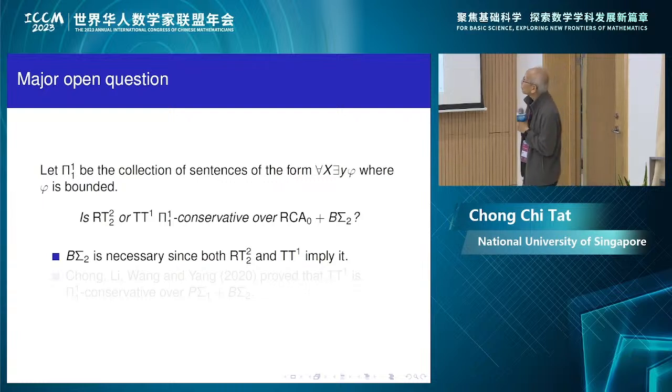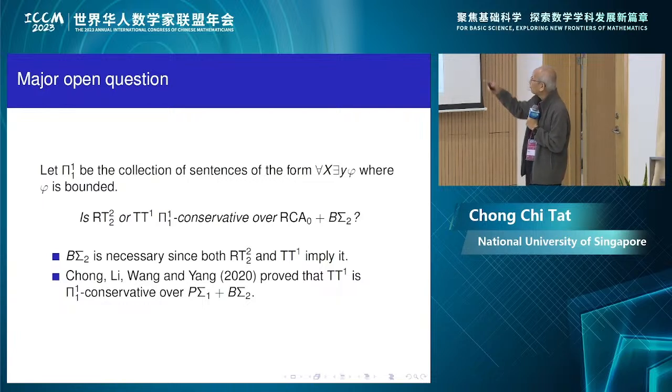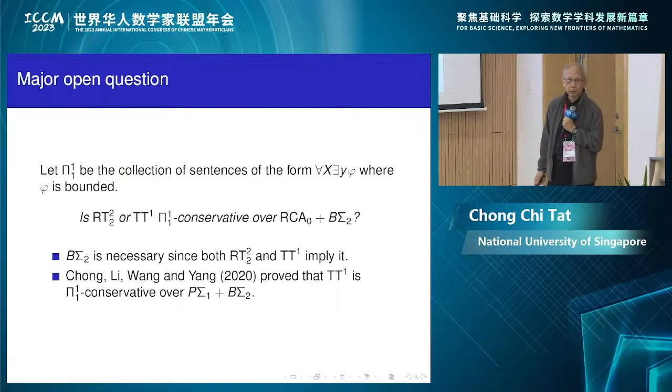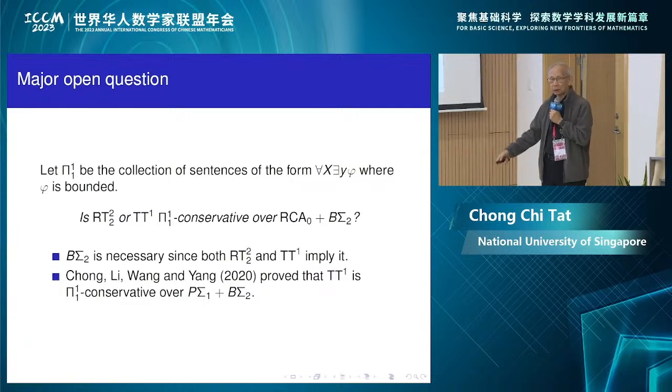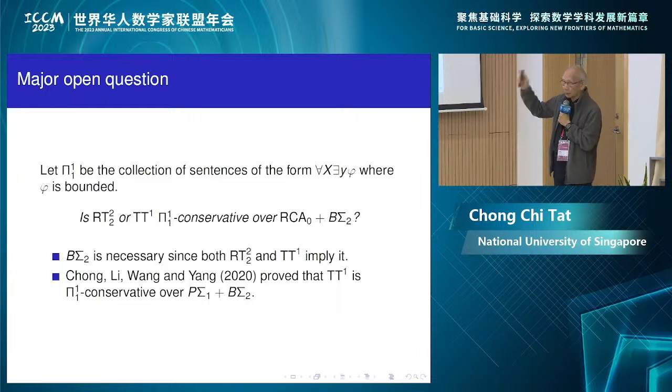And let me give reasons why we are talking about BSigma2 here. BSigma2 is here because in both cases, RT22 and TT1, they both imply BSigma2. So BSigma2 has to be there. But we are interested in knowing how weak, so to speak, RT22 or TT1 is relative to this BSigma2. In other words, that's it. We know that it does not prove new Pi03 statements, but how about something much bigger, Pi04, Pi05, and so on, all the way up to the so-called Pi11, which is a second order arithmetic question.